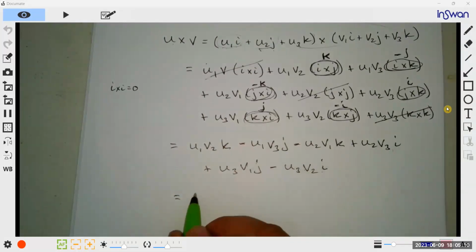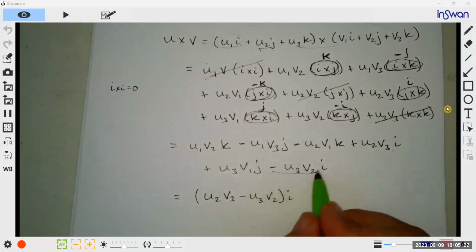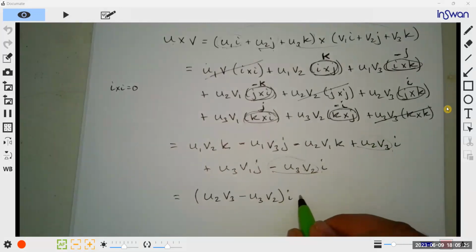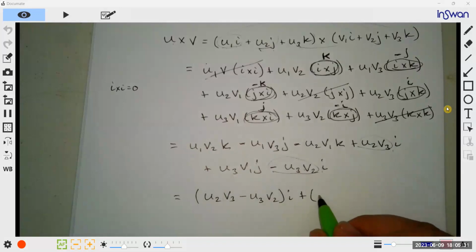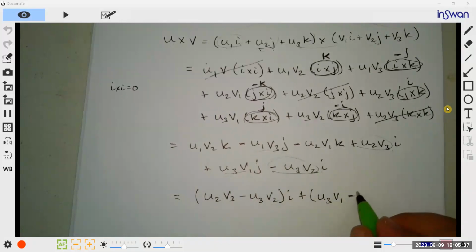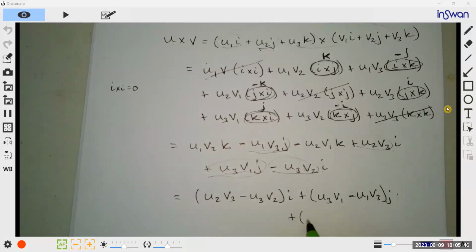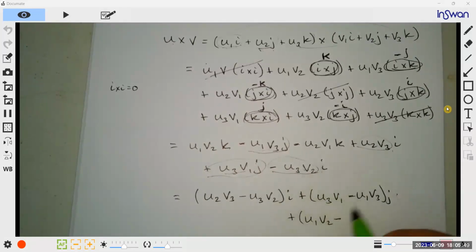So the I's, we have (U2 V3 minus U3 V2) I, plus, let's think of the J's, we have (U3 V1 minus U1 V3) J, plus (U1 V2 minus U2 V1) K.